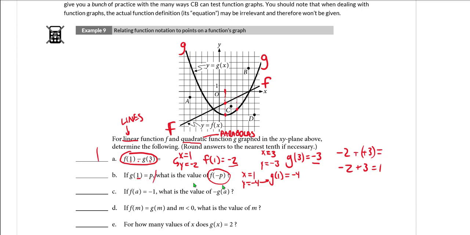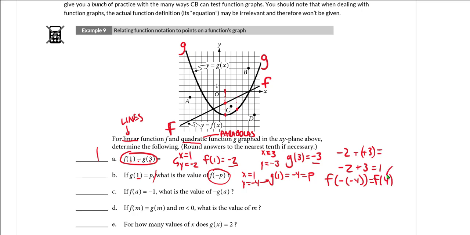They say g of 1 equals p. We just found that g of 1 equals negative 4. So that's the p value. P equals negative 4. They are asking us for f of negative p, f of negative 4, which is f of 4.